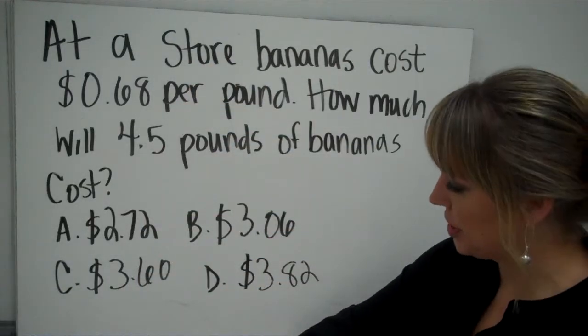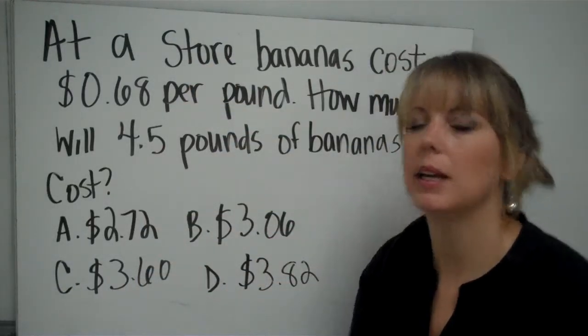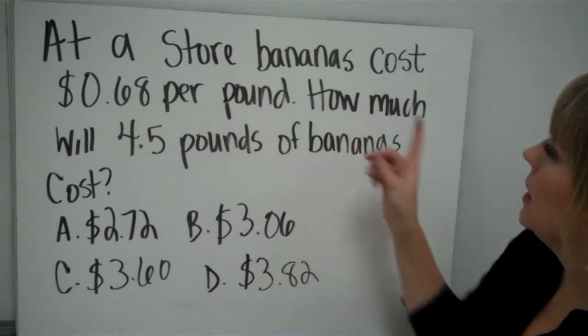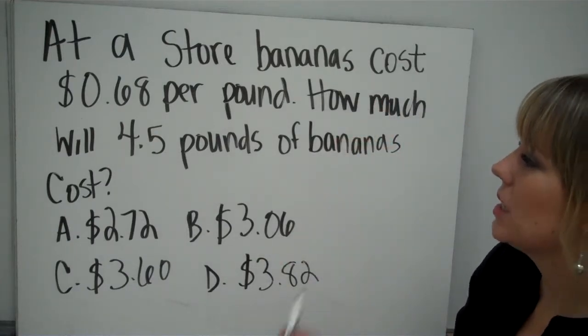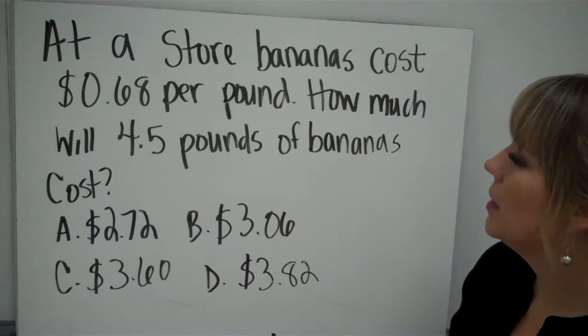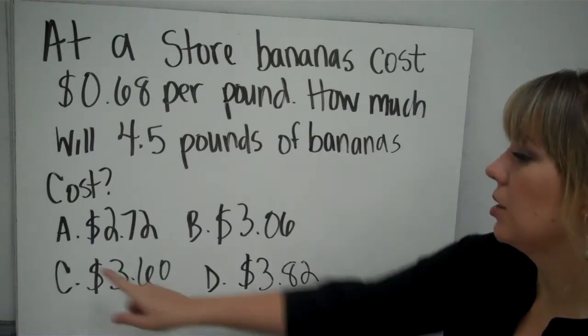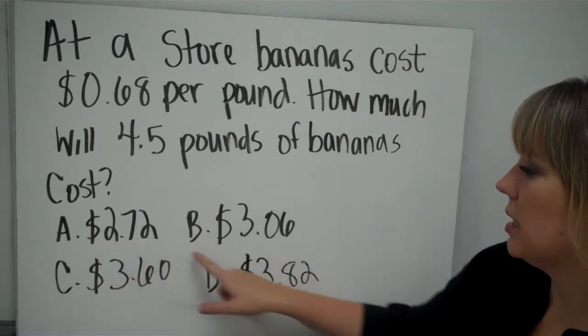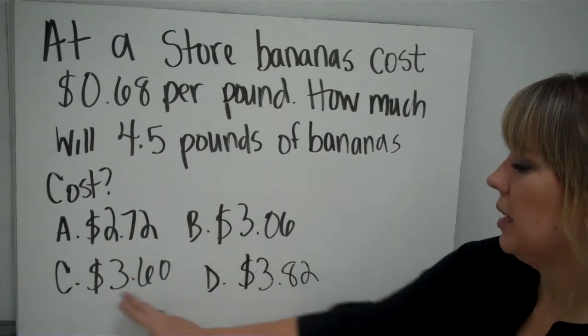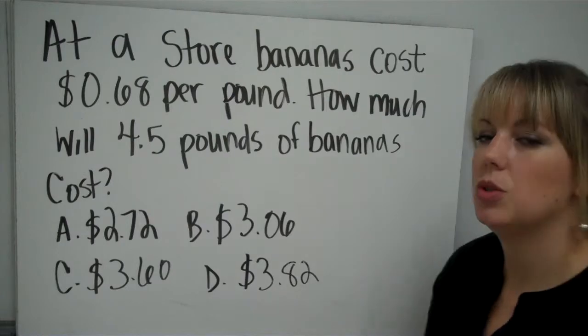Now, my next question is a totally different skill, but let's go ahead and talk about it. At a store, bananas cost 68 cents per pound. How much will 4.5 pounds of bananas cost? And here are your options: $2.72, $3.06, $3.60, $3.82.